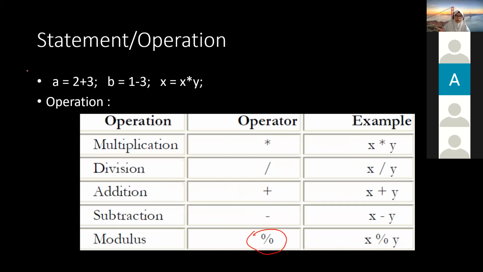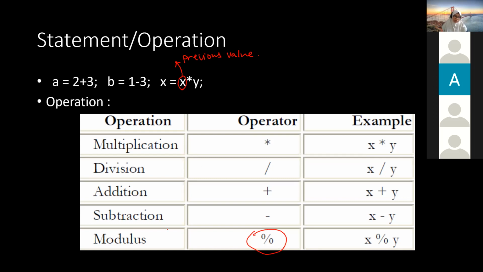Okay, example: A equals 2 plus 3, that's easy. B equals 1 minus 3, so A and B are integers. X equals X times Y. So what's the value of X right here? This is from the previous one. Because remember what I said just now, C programming, C++, and so on, is line by line execution.